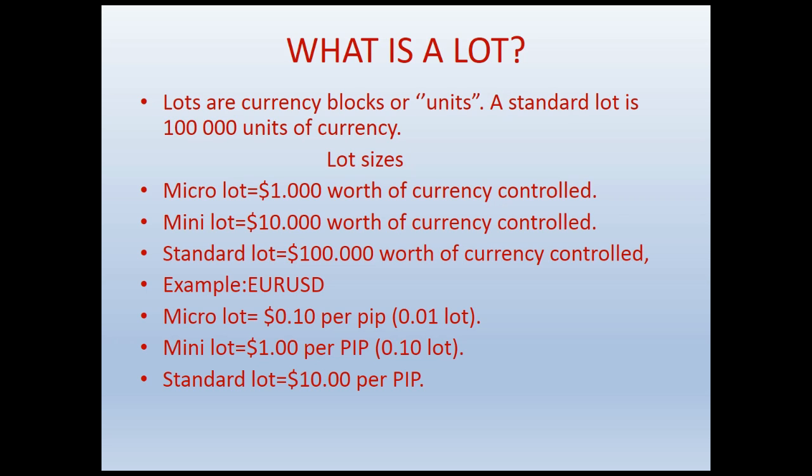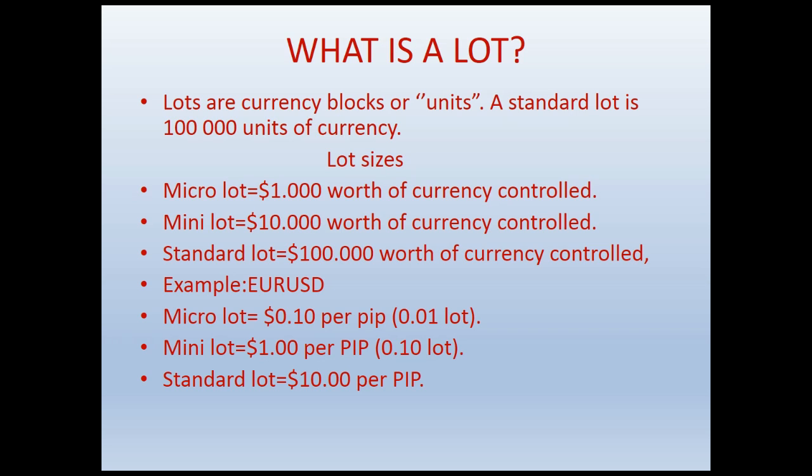So we have lot sizes here. We have micro lot, which is 1,000 worth of currency controlled, mini lot 10,000 worth of currency controlled, standard lot 100,000 worth of currency controlled. For example, on this Euro USD pair, a micro lot is 0.10 per pip, which is 10 cents per pip, equivalent to 0.01 lot size.